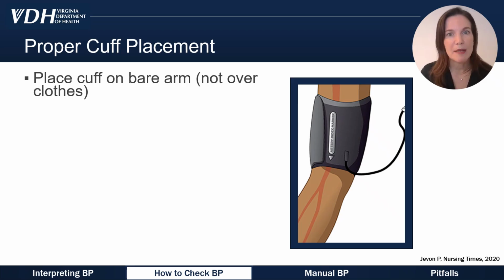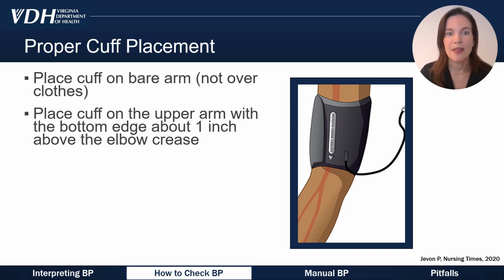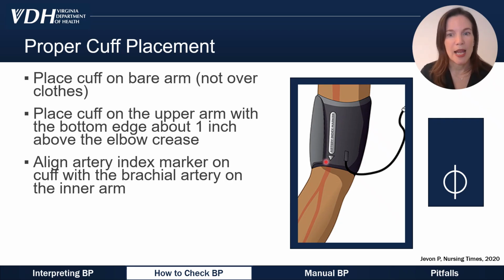For proper cuff placement, the cuff should be placed on a bare arm, not over clothes. And the cuff should be placed on the upper arm with the bottom edge of the cuff approximately 1 inch above the crease of the elbow. The artery index marker, which sometimes looks like this with a line and an arrow, other times it'll look more like this, should be aligned over the brachial artery. And the brachial artery, you can see drawn in here, runs right down the center of the inner arm.